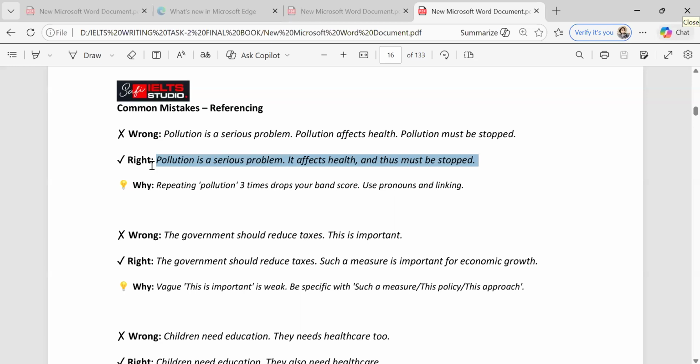Now, let's compare the first one and the second one. We have used some pronouns, and we have glued our sentences properly without using any of the big linking words, because if you try to use big linking words, it won't help you to achieve a high band in IELTS.